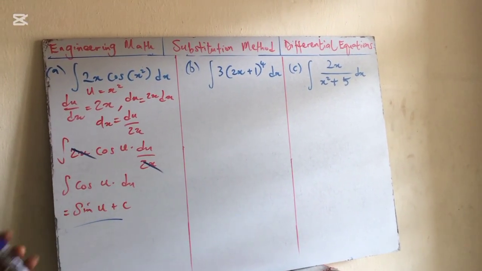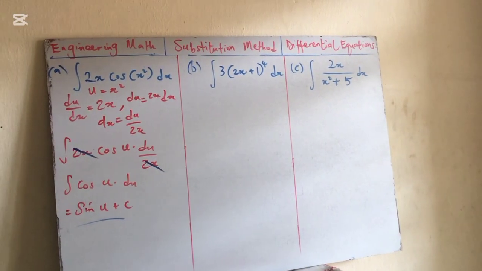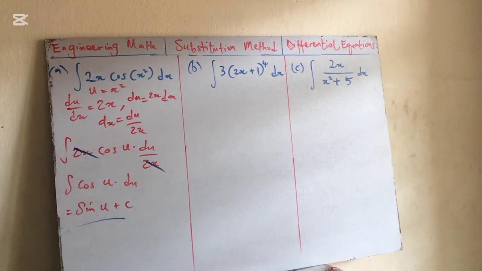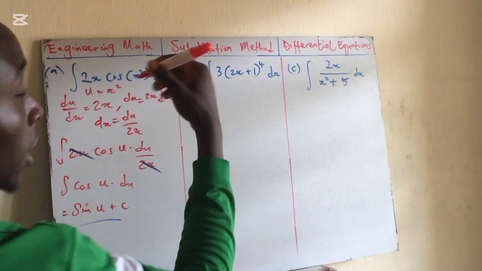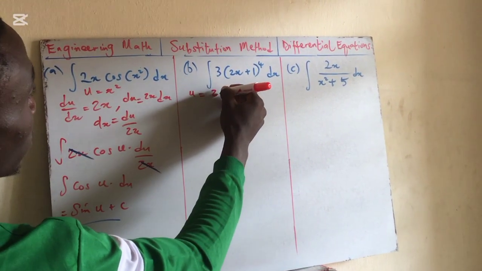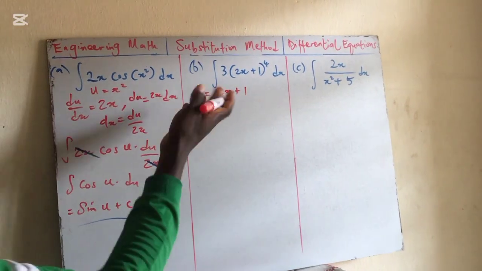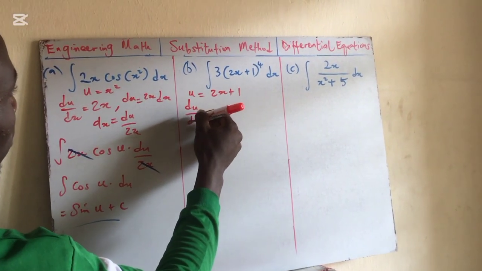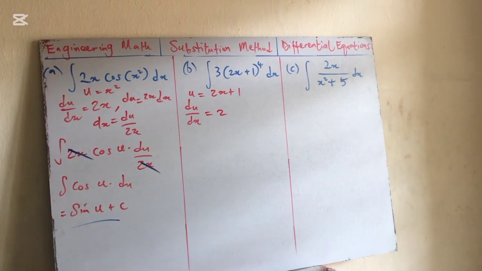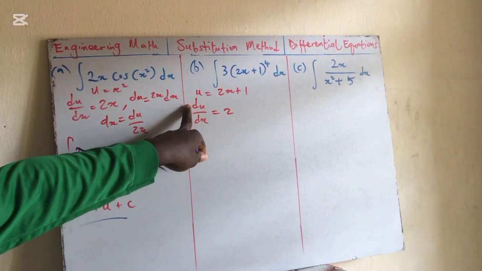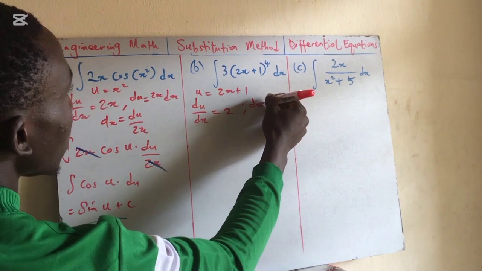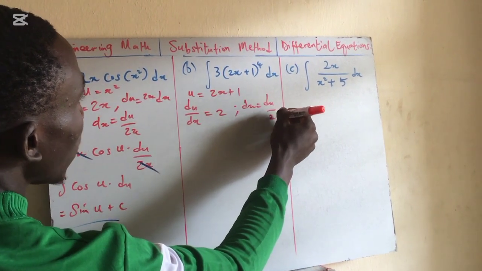Let's quickly move to the second one. Like I said, represent the complex part with a particular letter and differentiate it. So the complex part here is what? 2x plus 1, right? So I will just say let u equal 2x plus 1. You can use another letter; it's not compulsory that you must use u, but u is very familiar to us. Now I want to differentiate this. That will be du dx. If you differentiate 2x plus 1, that will be 2. So my plan now is to make dx the subject of the formula, and that will be du over 2. So that will be dx equals du over 2.